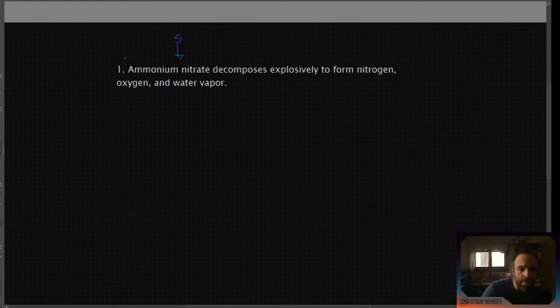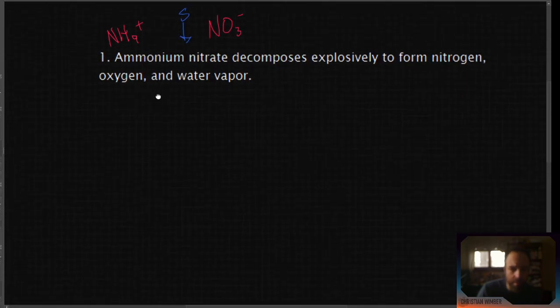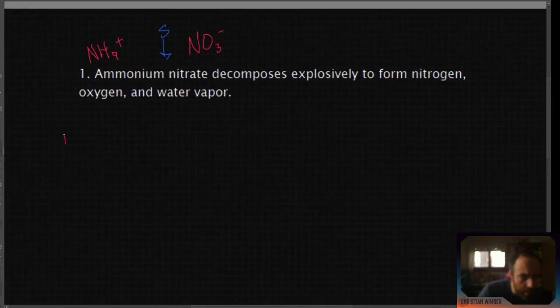Now ammonium, when I look up on the periodic table, is NH4 plus, and nitrate is NO3 minus. 1 plus, 1 minus, this should work out just fine. So ammonium nitrate, let's zoom in a little bit. Ammonium nitrate should be NH4NO3. Be careful with your subscripts.